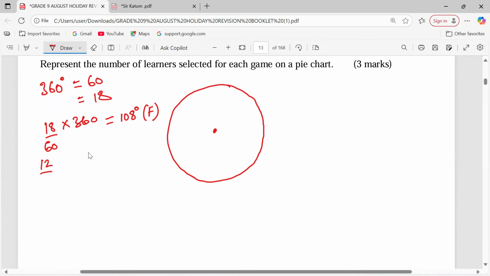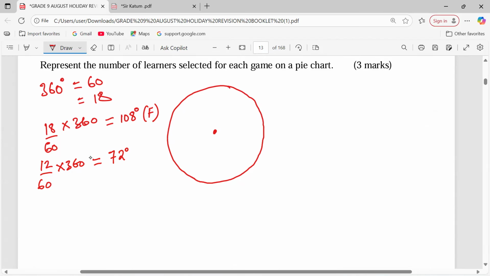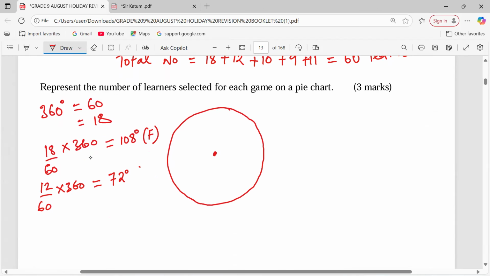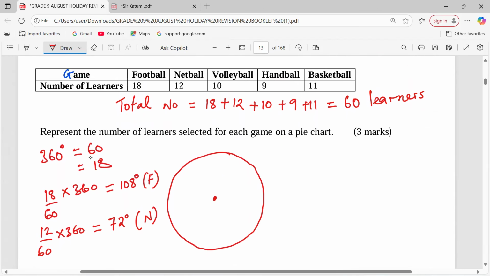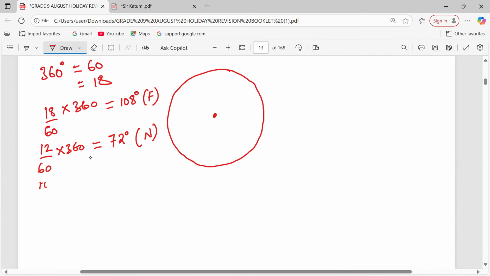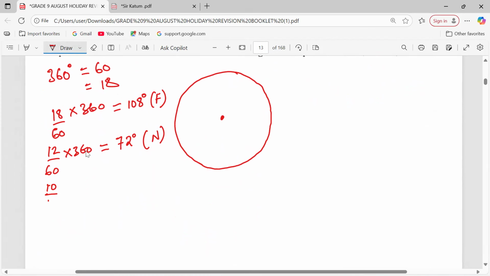And then the other one shall be 12 out of total 60 times 360. So 12 gives 72 degrees for this particular game, which is netball. The other sport is volleyball, 10 out of total 60 learners multiplied by 360. So the angle that we need here is going to be 60 degrees. This is for volleyball.